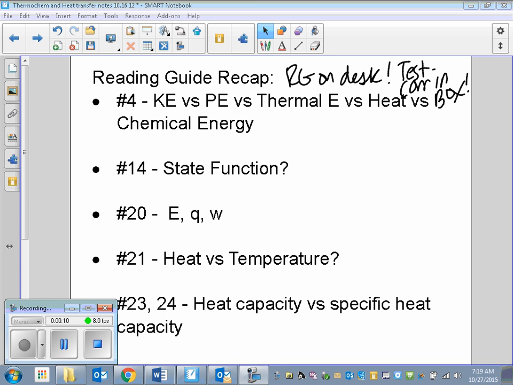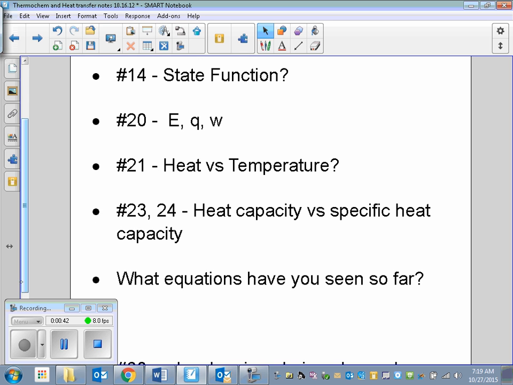You guys have your reading guide? Yeah? So take a minute and talk to your buddy sitting next to you on the answer, and you're going to share out. You guys are going to talk about kinetic and potential energy. Diamond and Chelsea, thermal versus heat. And you guys talk about chemical energy. You guys are going to talk about what a state function is. You guys are going to talk about E, Q, W. Heat versus temperature. And then heat capacity versus specific heat capacity. And what equations have you seen so far? Take a minute. I have the question number indicated.